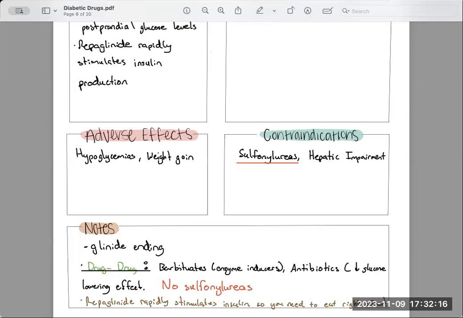So you take this medication and you need to eat right after so that the sugar levels don't drop too low, but you don't want to take it with sulfonylureas because the sugar might get too low, okay? And these all end in glinides. Those are the things that I would remember for this class.